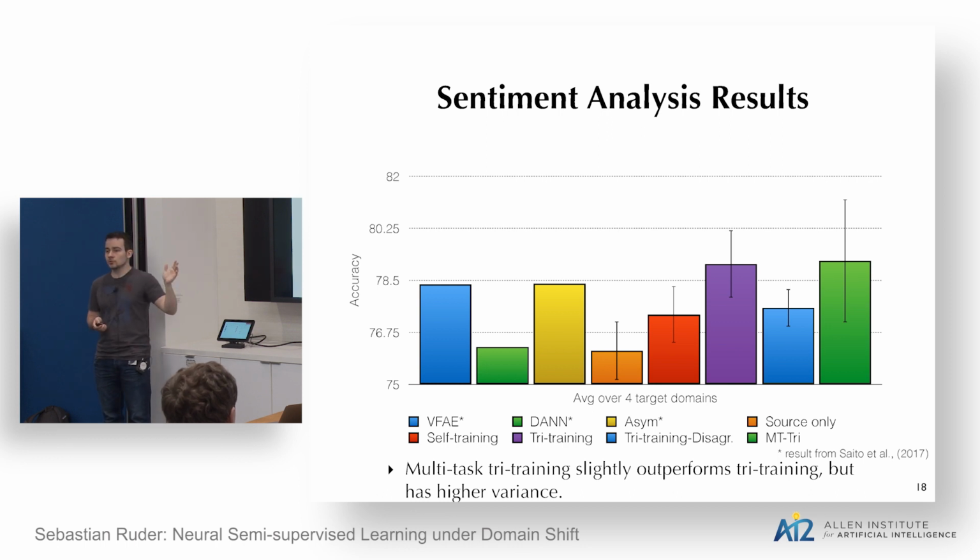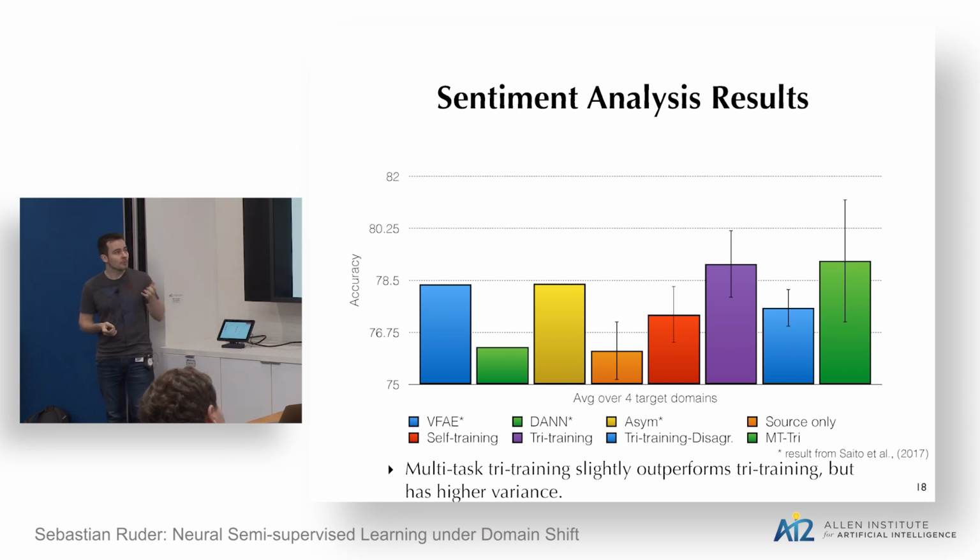So comparing that on sentiment analysis against state-of-the-art methods, as well as a source-only baseline, we find that, surprisingly for us, self-training actually gave some boost over just using the source-only baseline. If we then use tri-training as well, tri-training gave a considerable boost, and in particular was able to outperform more recent state-of-the-art domain adaptation approaches on this task. Using tri-training with disagreement actually didn't give much of a boost on this dataset.